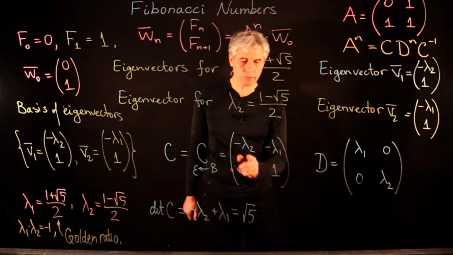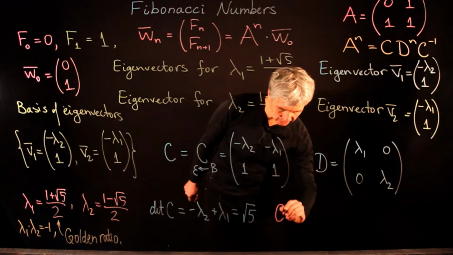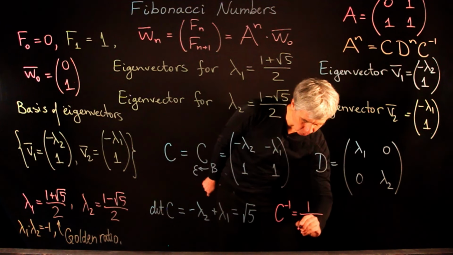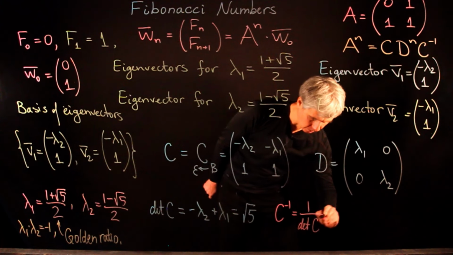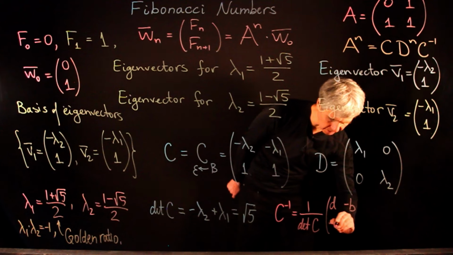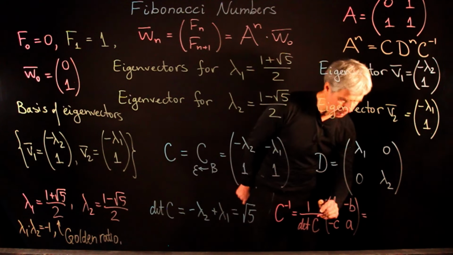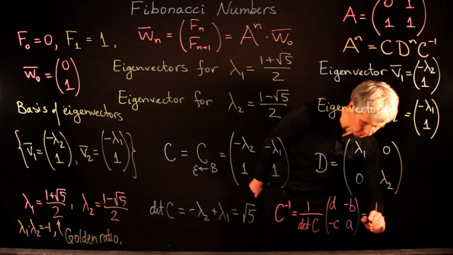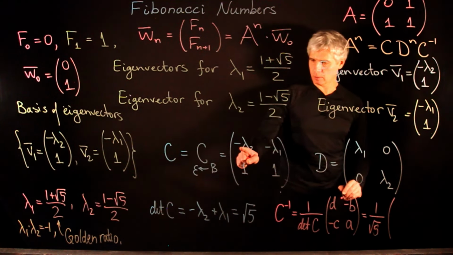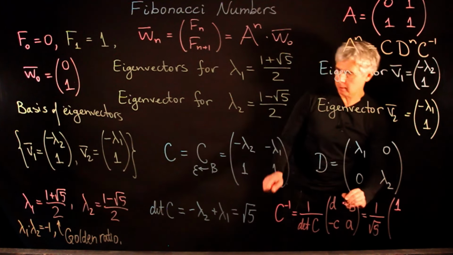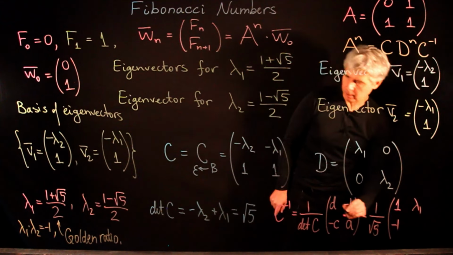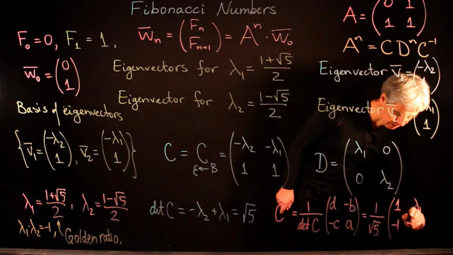Then for 2 by 2 matrices, we have a nice formula for the inverse. It's 1 over the determinant of C times the matrix (D, minus B, minus C, A). So in our case, we get 1 over square root of 5 times the matrix: 1, lambda 1, minus 1, and minus lambda 2.